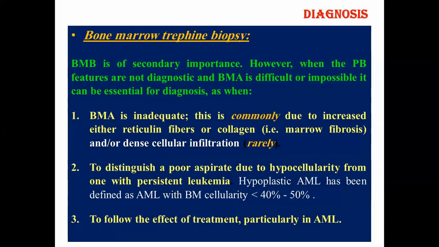Second, to distinguish a poor aspirate due to hypocellularity from one with persistent leukemia, hypoblastic AML has been defined as AML with bone marrow cellularity less than 40 to 50%. Also, bone marrow trephine biopsy, I can do it. To distinguish whether the poor aspirate is the result of hypocellularity, hypoblastic AML, with bone marrow cellularity less than 40 to 50%, or it is due to persistent leukemia.